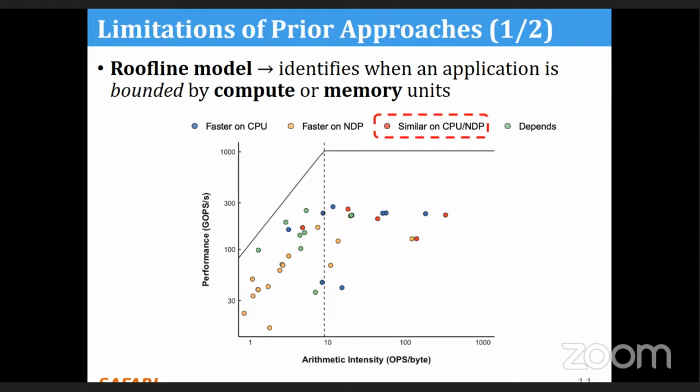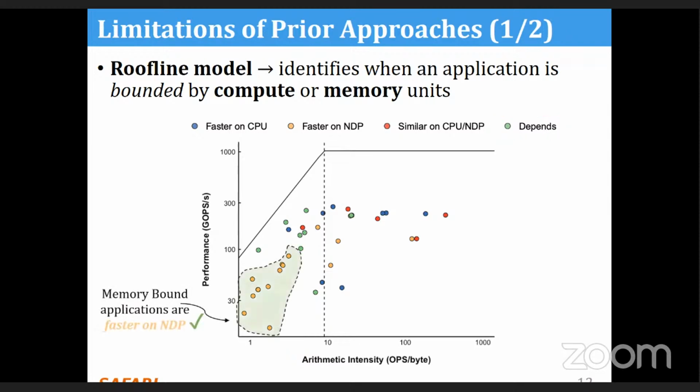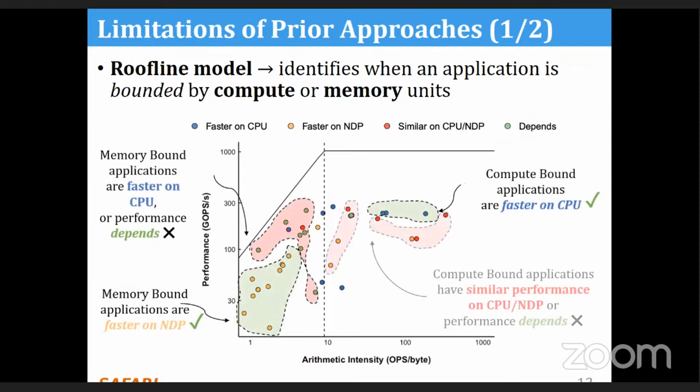There are cases where the performance is similar on both sides, and there are cases where the performance changes depending on the specific configuration that we are using, for example, number of cores or number of threads that we use in our experiments. Even though the prediction is fine for some of the workloads, for others it's not that fine. For these ones here or these ones here, the roofline model is not really predicting well whether something is going to be PIM amenable or not.